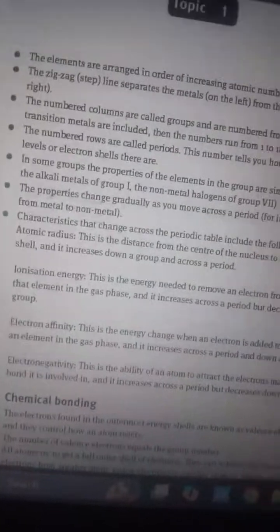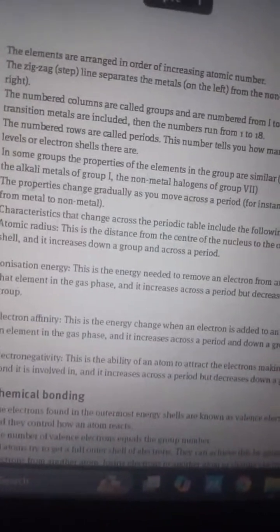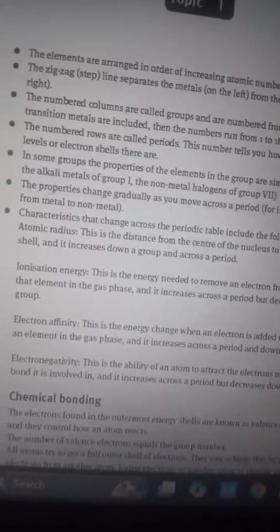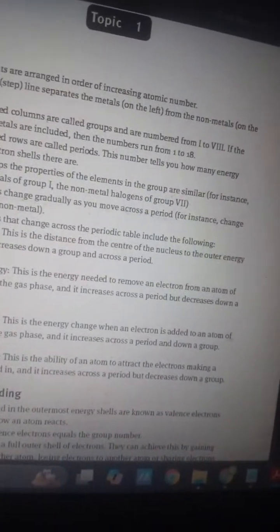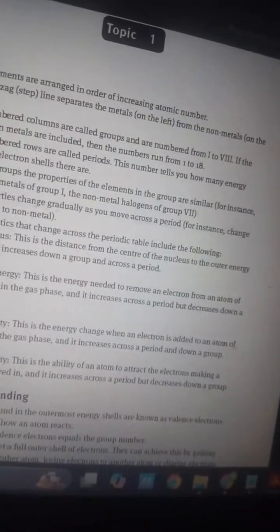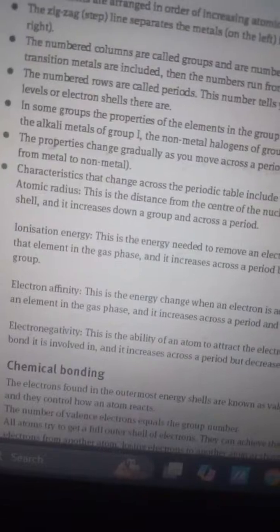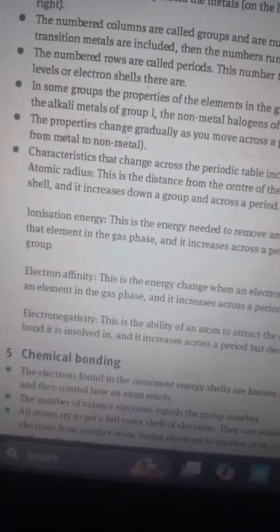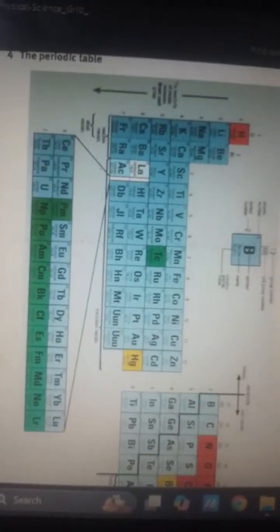And then the numbered columns are called groups, that are numbered from 1 to 8. Sorry, from 1 to 8. If the transition metals are included, then the numbers run from 1 to 18, right? So the numbered rows are called periods. We can always go back. So the numbered rows are called the periods.